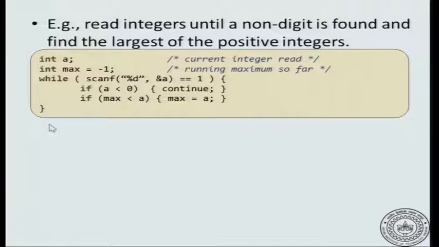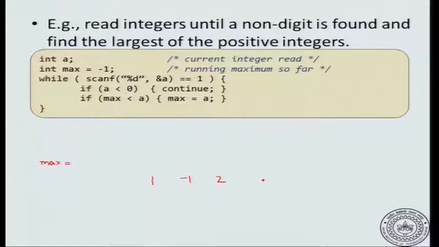So let's modify the problem a little bit. Read the integers until a non-digit is found, and let's do something with the positive integers. Let's say that we have to find the largest of the positive integers. So what should we do? Again, let's try to do it by hand to get a feel for what I should be doing. So I have 1, -1, 2, dot. Let's say that I initialize the maximum to some reasonable value.